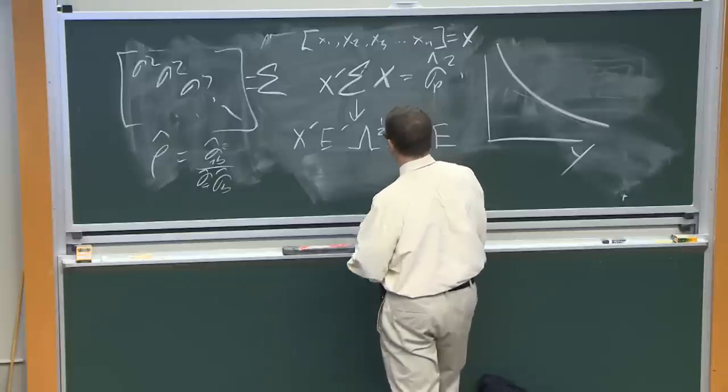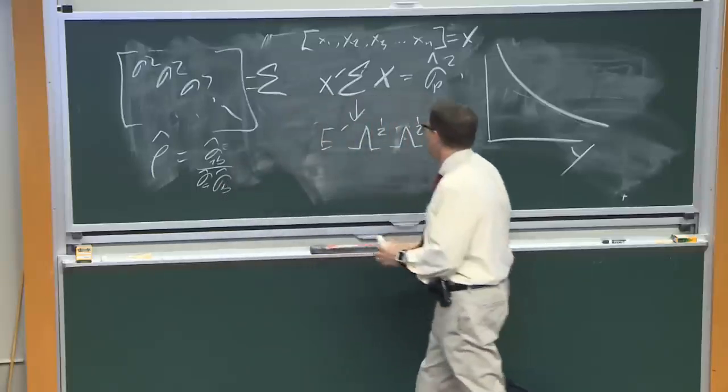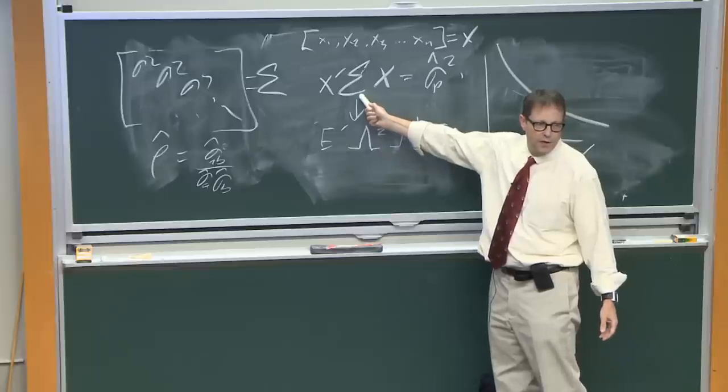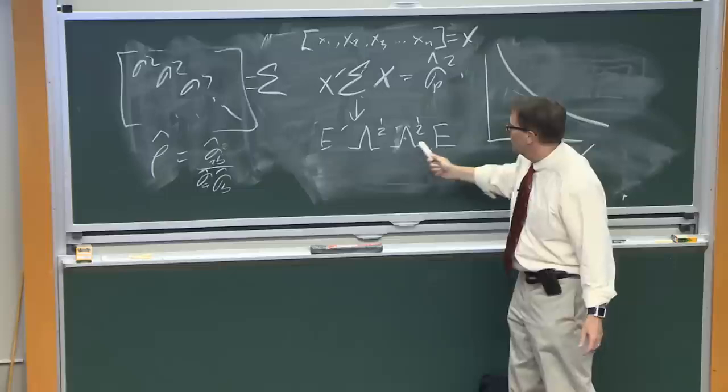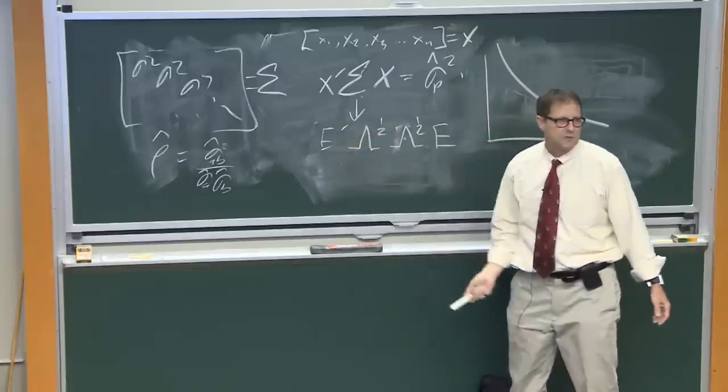All right, let's take this out of here for a second. I can factor my covariance structure. I can factor my covariance structure like this. And this is the transpose of this.